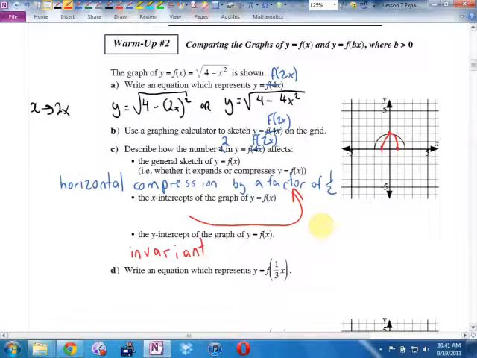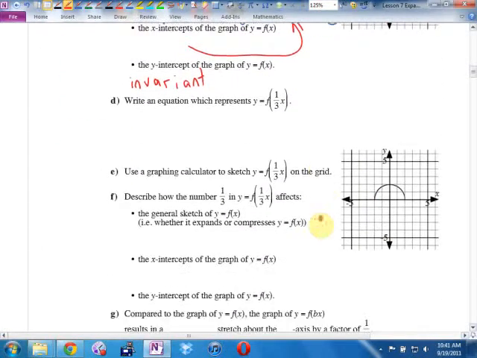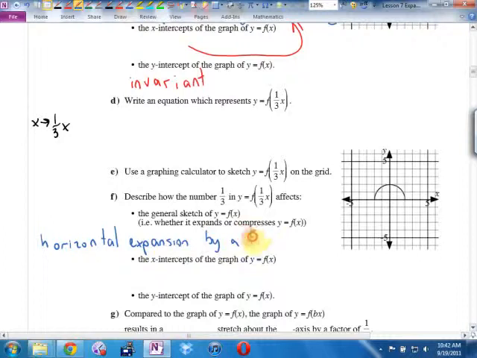Now let's compare that with D. D says, write an equation which represents f of 1/3 x. What have we replaced x with here? Meant to be really obvious. Yep. We have replaced x with 1/3 x. Andrew, is that going to be vertical or horizontal? How do I know instantly without having to think about it? X. X. And everything's backwards. As it turns out, this is going to be a horizontal. It won't be a compression. You know what it's going to end up being? An expansion by a factor of 3.